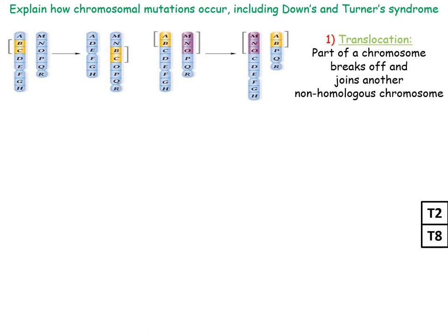non-homologous chromosome. Obviously, if it was to join a homologous chromosome and they're completely exchanged, there'd be no changes. And then there are two types of translocation. You've got unbalanced translocation, and you've also got balanced translocation, where there's a complete exchange between two non-homologous chromosomes. So the amount that's been exchanged has been balanced.